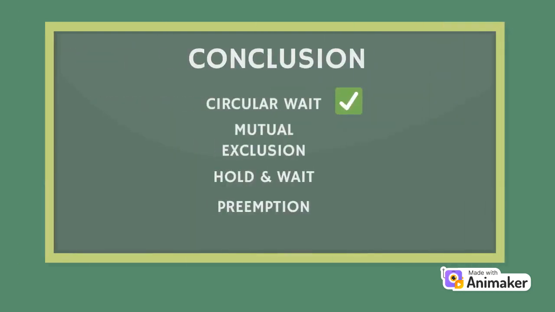With all of these methods of prevention, what conclusion can we draw? We can apply any of these to prevent deadlocks depending upon the situation. However, the most feasible one of the four is circular waiting, as the other three cannot be eliminated practically.